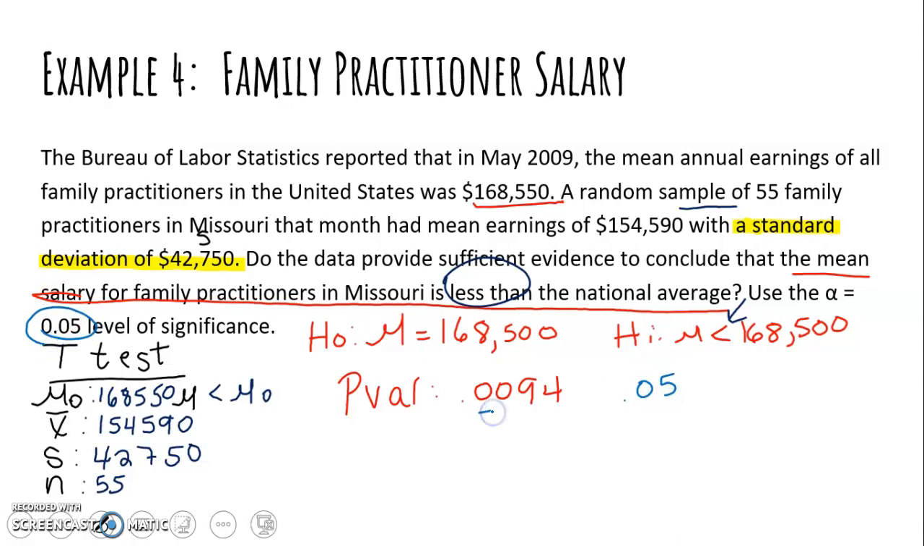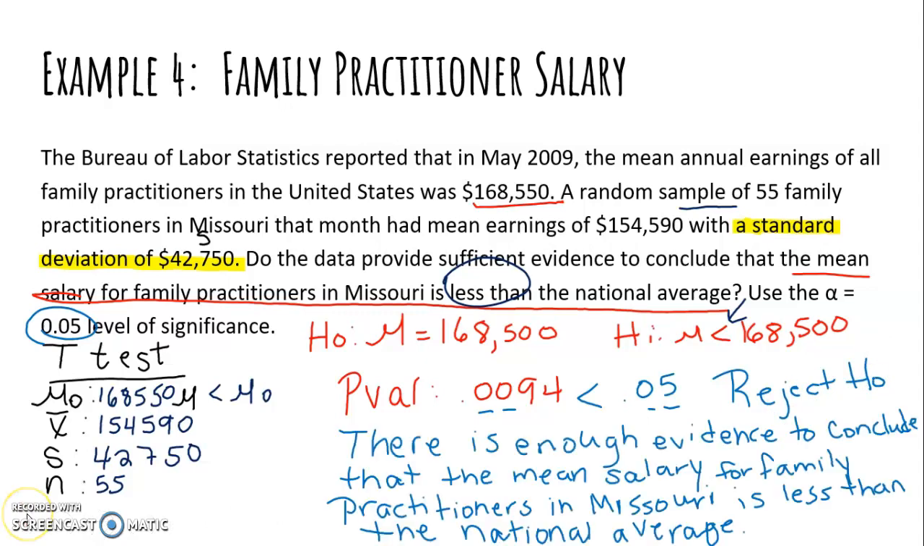And looking at each number individually, those two were the same. 0 is less than 5, so 0.0094 is less than 0.05. And because it's less, we're going to reject the null. And because we reject the null, there is enough evidence to support the claim that the mean salary for family practitioners in Missouri is less than the national average.